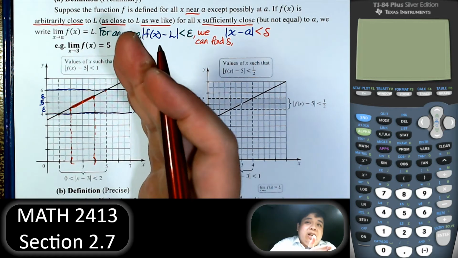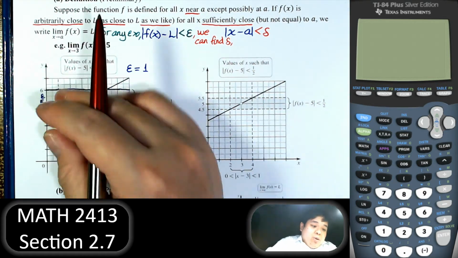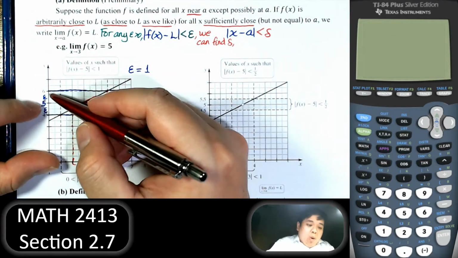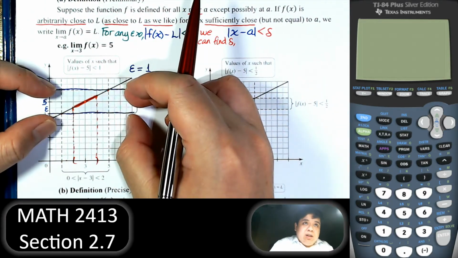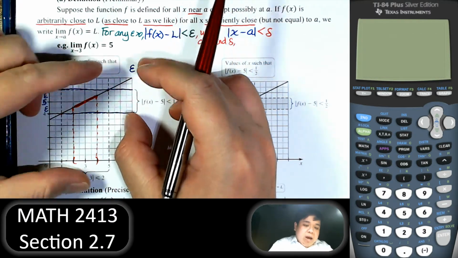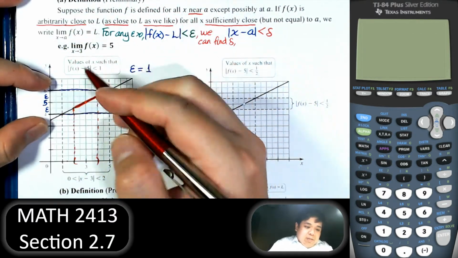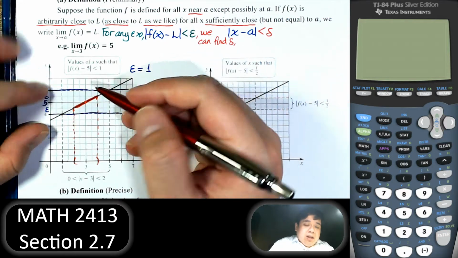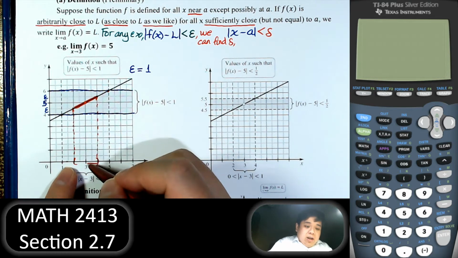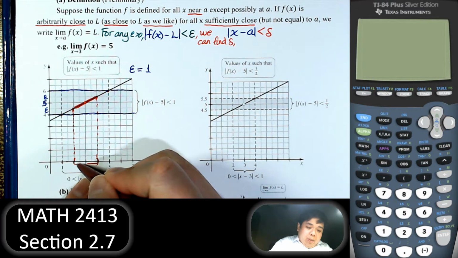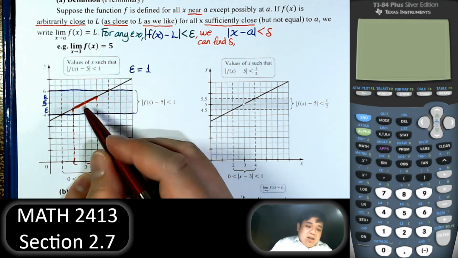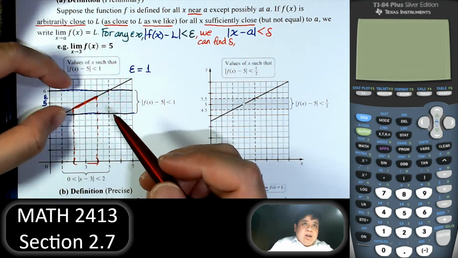Right? So that's the idea. If you give me some point that is close to the limit, some tolerance, some epsilon about the limit, I can always find delta, so that when the point is within delta away from x, the y values are completely within this.